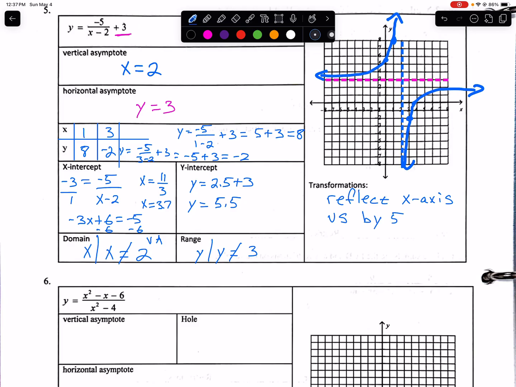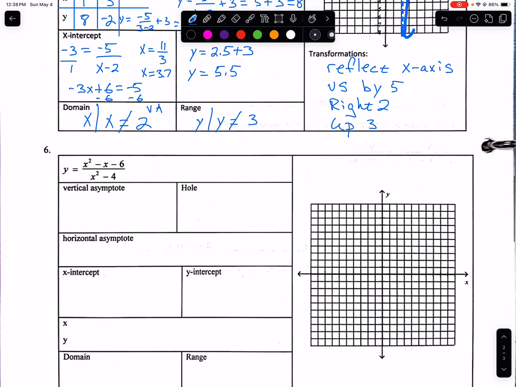And then what does that -2 in the bottom do? It moves it right 2, and then up 3. Perfect. You're a freaking rock star. That's good, right? Because a lot of people can't just rattle that off like that, so that's good.